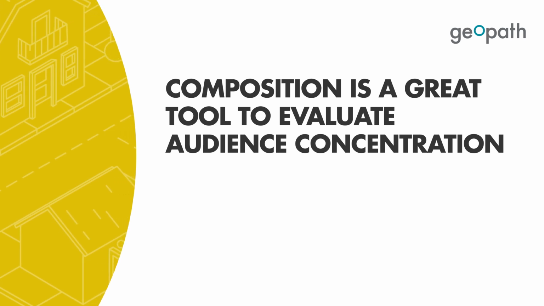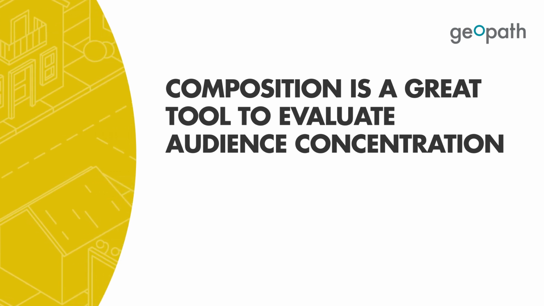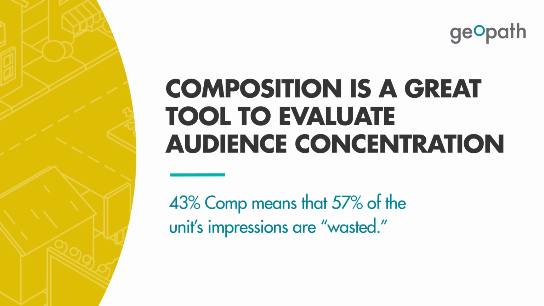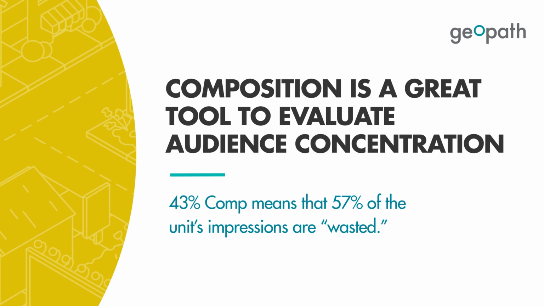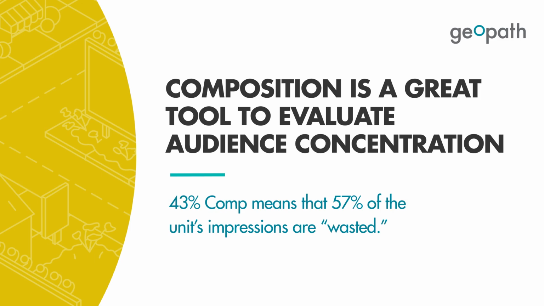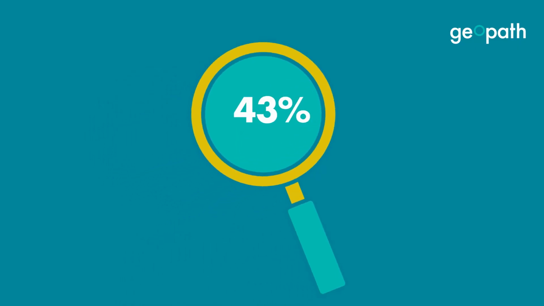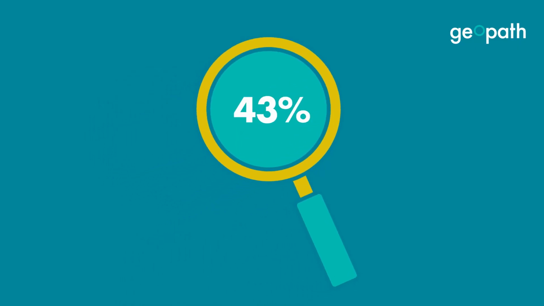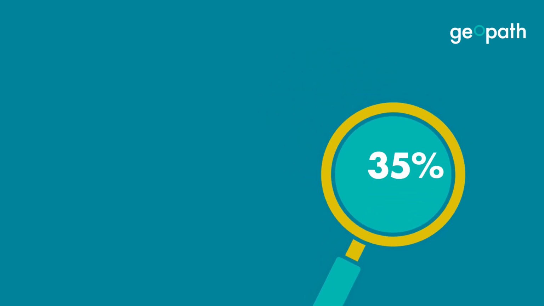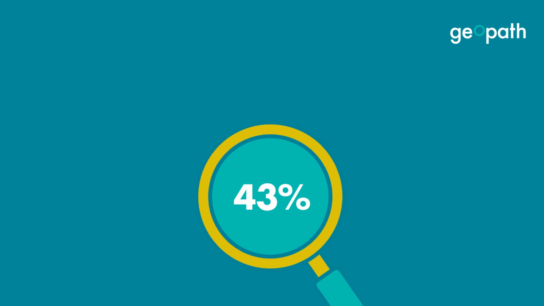But it's important to put that percent into context, and that's because working with just the percent can be deceiving. For example, a 43% composition means that 57% of impressions are against an audience the advertiser isn't interested in. We need more context to that. Without putting that number into perspective, you may think that you need to find locations with very high composition percentages. But what if the audience the advertiser is targeting only represents a small portion of the total population? Let's say 35%. Having a unit with a 43% composition is actually really good.